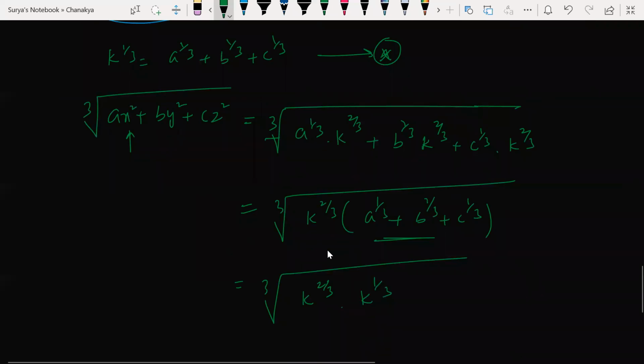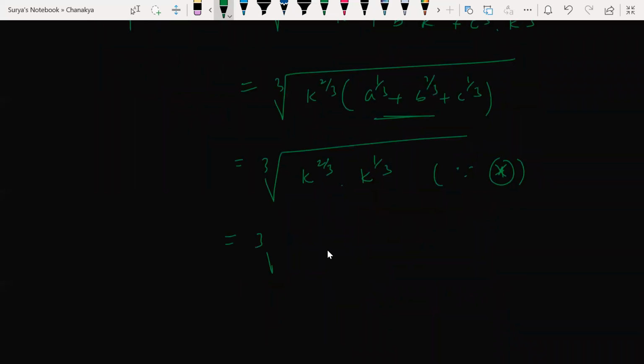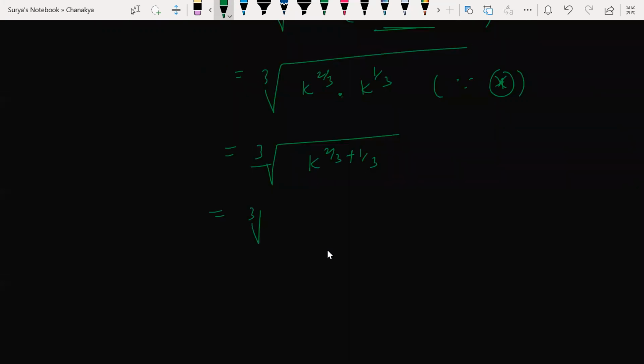Since from the star equation. Okay. So now cube root of this one, k to the power of 2 by 3. Bases are same, I'm adding the powers. 2 by 3 plus 1 by 3 is 3 by 3, so it becomes simple k to the power of 1, which is k. Correct? So cube root of k I got.